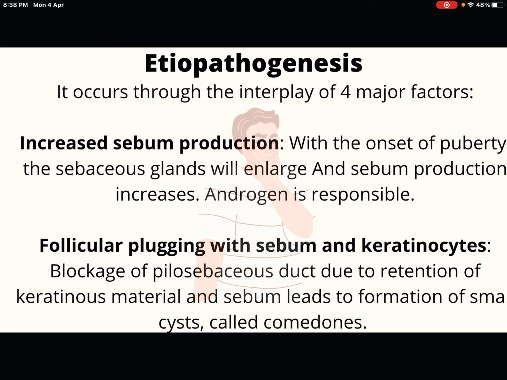Now let's see the etiopathogenesis. It occurs through the interplay of 4 major factors. Let's discuss one by one. One is increased sebum production. With the onset of puberty, the sebaceous glands will enlarge and sebum production will increase, and androgen is responsible for that. That is the first major factor, increased sebum production.